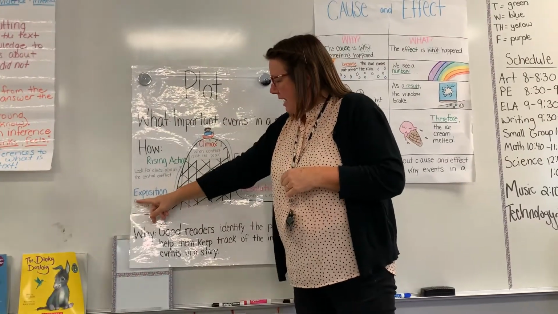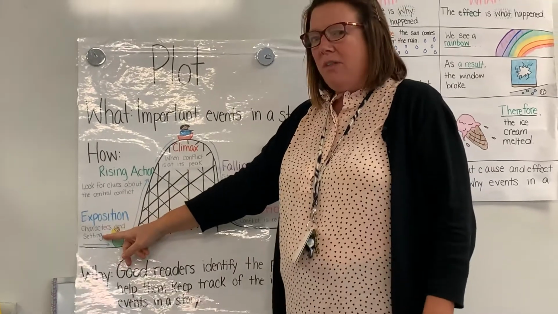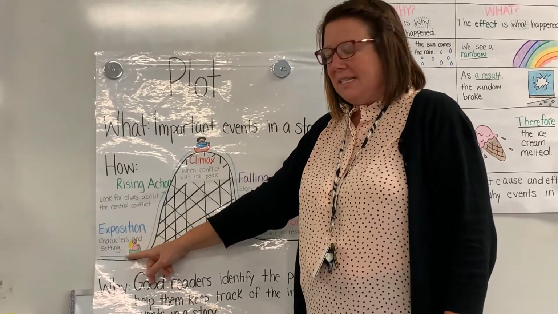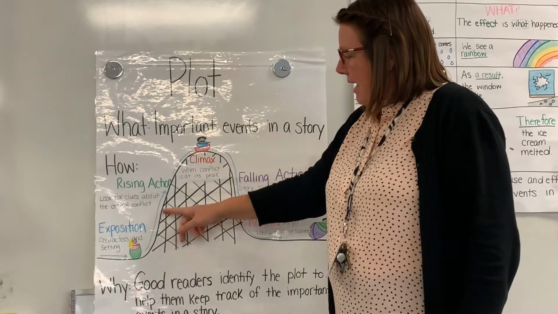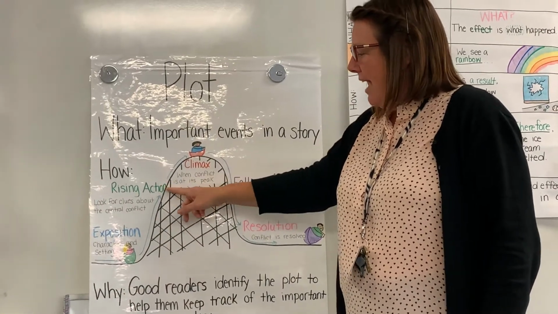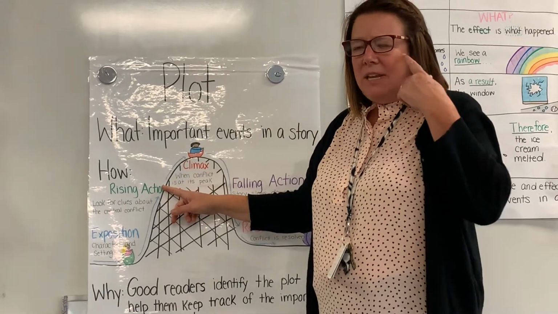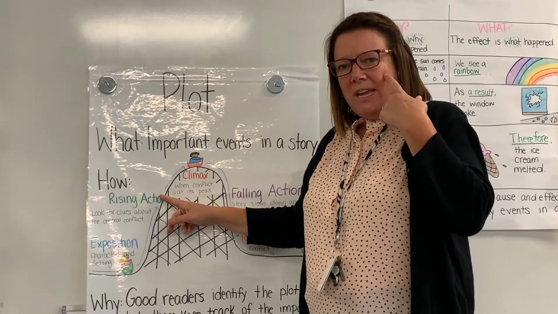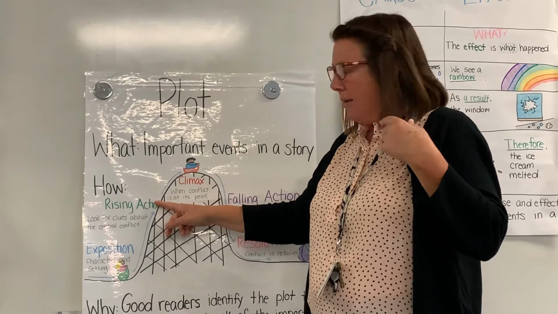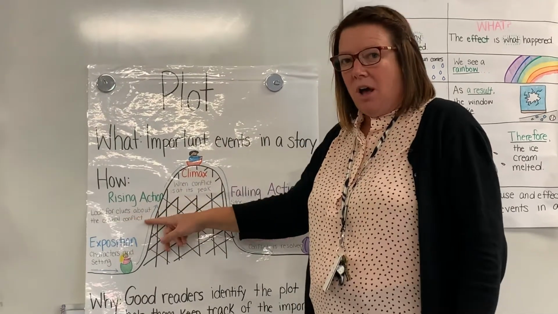The plot starts out with the exposition. It's where the author introduces the characters and setting. Then it climbs up our roller coaster and we have rising action. You can figure out the rising action by asking yourself, what is the character's motivation? What is the character's problem? What is the main conflict?